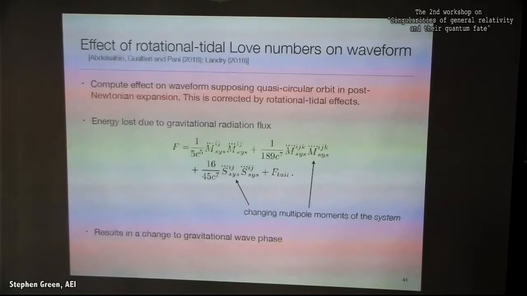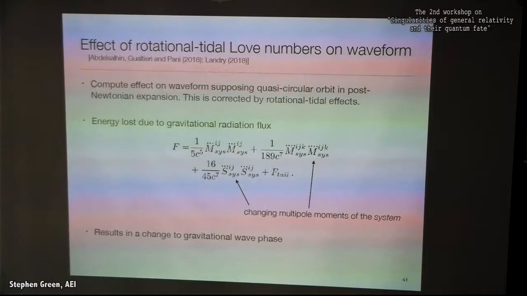Okay. Now before I finish, I just wanted to talk about some other work that appeared, filling in some of the missing stuff that we needed, and it just came out like last week or so, which is the effect of these rotational-tidal love numbers on the waveform. So the idea to do these calculations of how it affects the waveform is you suppose that you have a quasi-circular orbit in the post-Newtonian expansion, and then you see how that's corrected by these rotational-tidal effects.